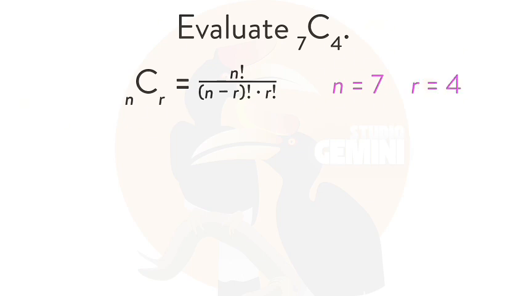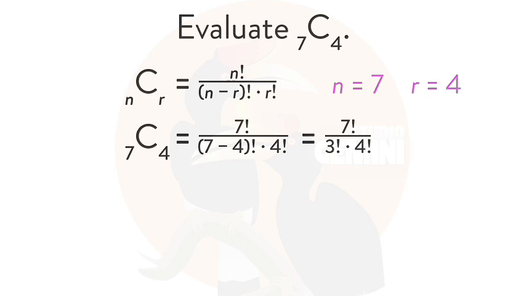Now we can plug these values into the formula. The numerator is n factorial, so we have 7 factorial. In the denominator, we have 7 minus 4 factorial times 4 factorial. Simplifying the denominator a bit, 7 minus 4 equals 3, so our denominator becomes 3 factorial times 4 factorial.